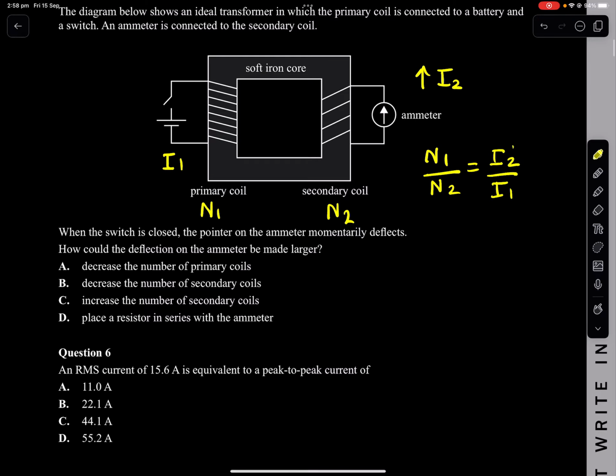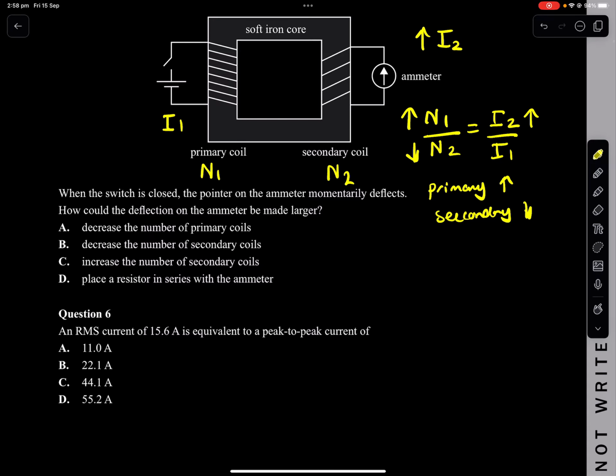So if we want to have a high I2, the secondary coil current, we need to make sure we increase N1 and we need to decrease N2. So your primary coil, we want to increase, and your secondary, we want to decrease. Okay, let's have a look at the answers. Decrease the number of primary coils. Nope, we want to increase that. Decrease the number of secondary coils. Yes, perfect.